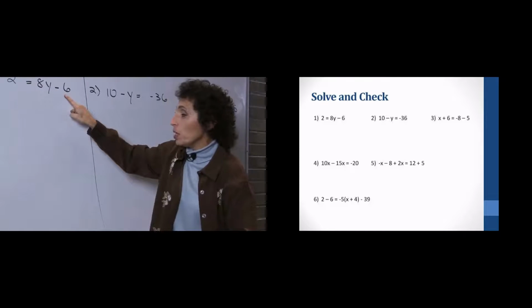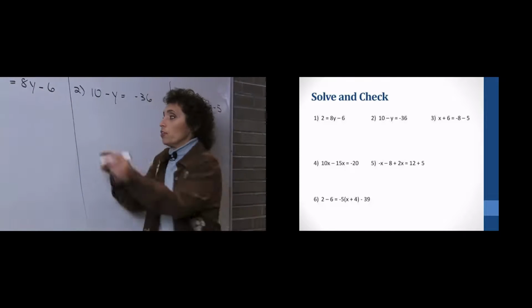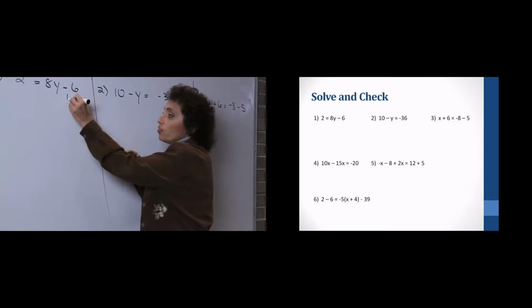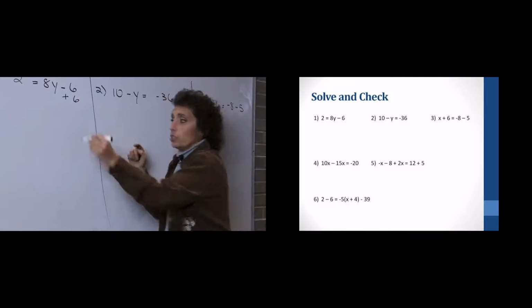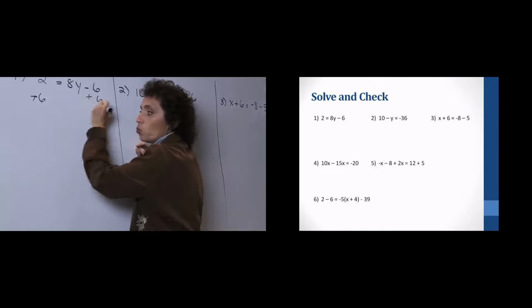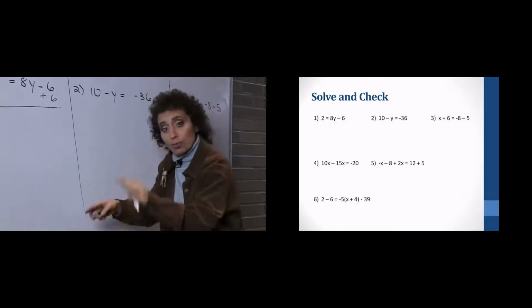So I'm going to move him. I've got to use the opposite operation. The opposite operation of minus is to add, so I'm going to add 6 here. I have to add 6 here because whatever you do to one side, you've got to do to the other. Okay, got to keep the scale in balance.